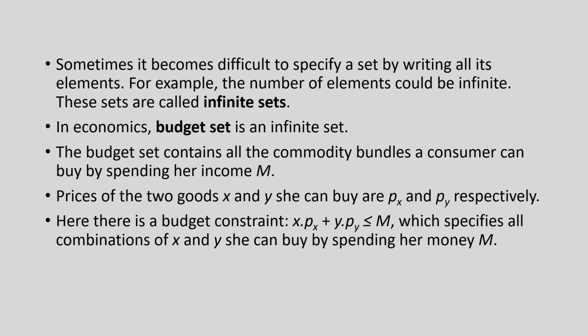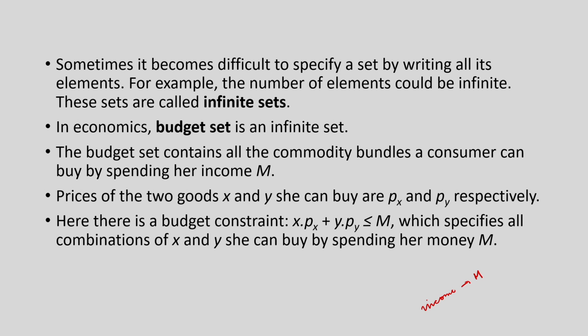In economics, budget set is an infinite set. What is a budget set? Okay. So, let me try to explain what is a budget set. The budget set contains all the commodity bundles a consumer can buy by spending her income M. So, there is any arbitrary consumer whose income is M, capital M, right. It could be 100 rupees, 200 rupees, that is his income.